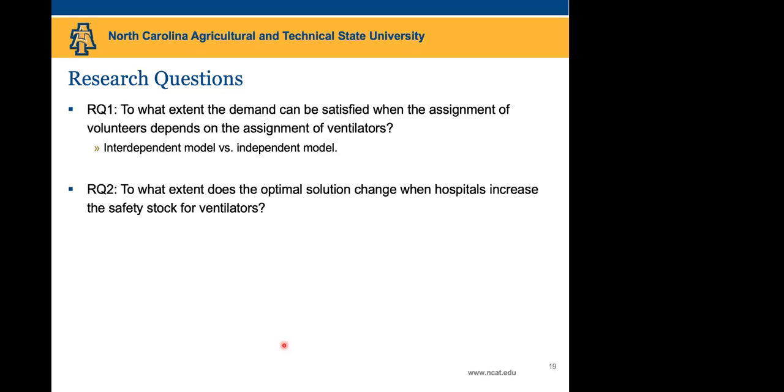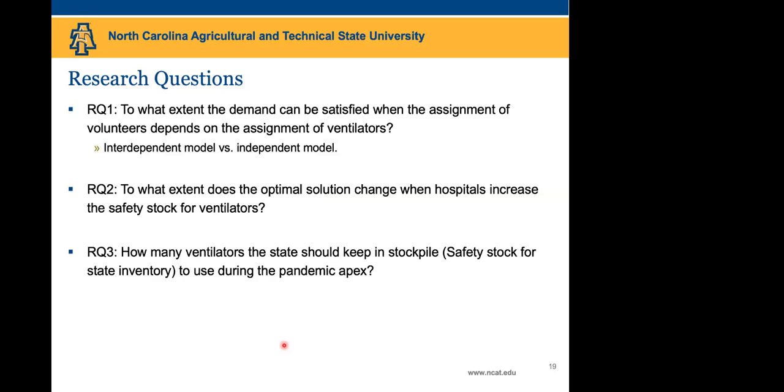The second research question is, to what extent does the optimal solution change when hospitals increase the safety stock for ventilators? If you remember, we mentioned that they're seizing 20% of the unused ventilators in hospitals. So what will happen if we take more than that or less than that? Because what you take from them, they're going to need later, if the virus or the pandemic hits them. So we need to examine what the best safety stock is, whether 20% is the right number, or whether we could increase or decrease it, and how that affects the model.